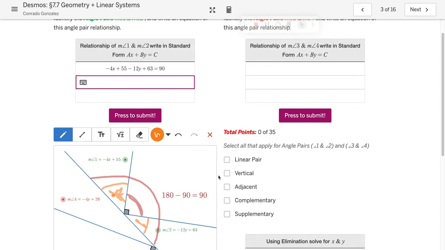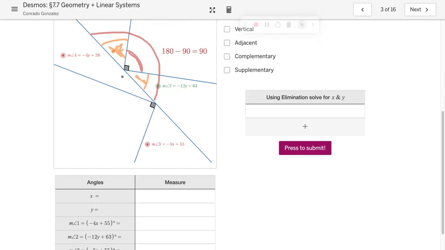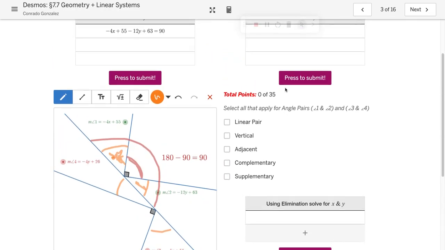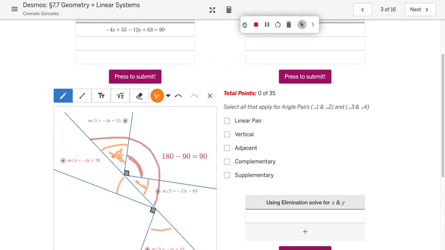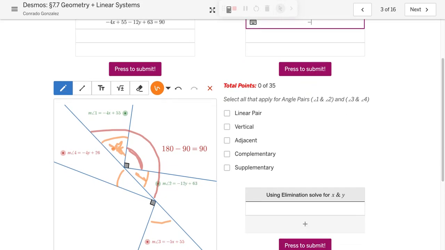And the same reasoning goes for these two angles down here. This plus this must equal 90. So the measure of angle 3 plus the measure of angle 4 equals 90. So the measure of angle 3 is negative 5x plus 55, plus the measure of angle 4, which is negative 4y plus 26, equals 90.